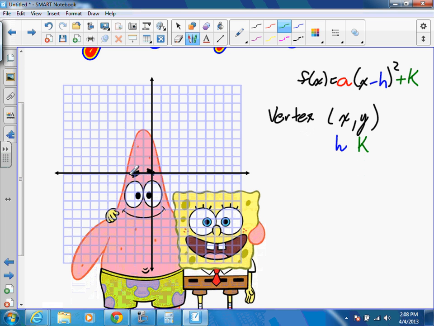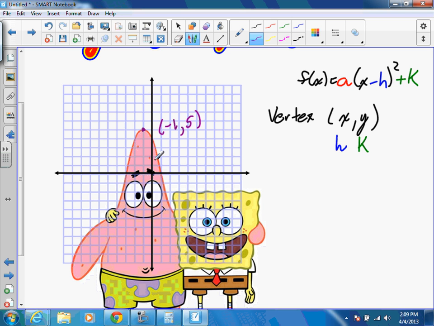So we have Patrick Starfish's head here. And it looks like the vertex of his head, assuming this is a scale of 1, 2, 3, 4, 5, is at (-1, 5). Okay? So here's the vertex of his head.